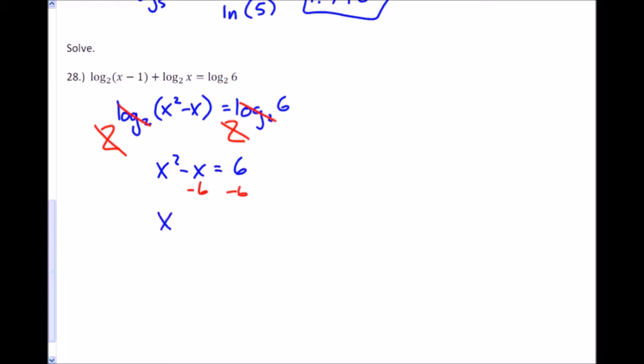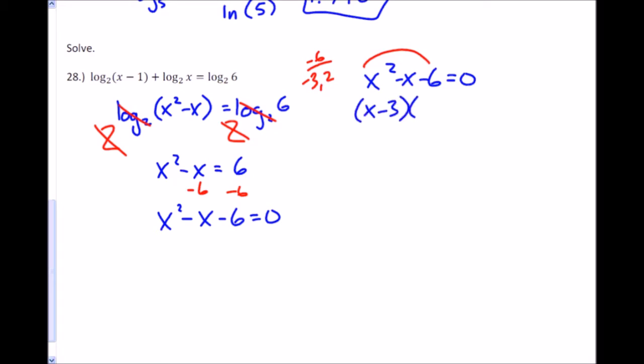So I've got x squared minus x minus 6 equals 0. Now solving a quadratic, there's a couple methods I can use for that. The first of which is always factoring. So I'm going to check factoring. I build a bridge, that's a -6. The two numbers are a -3 and a +2. So this factors into an x minus 3 and an x plus 2.